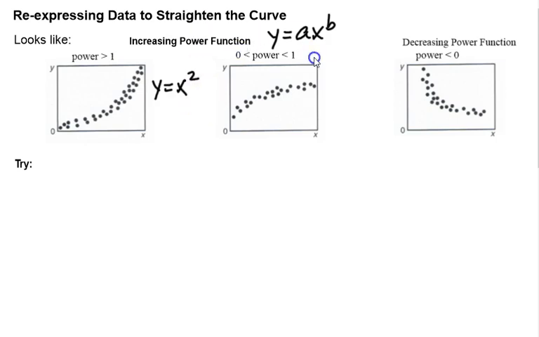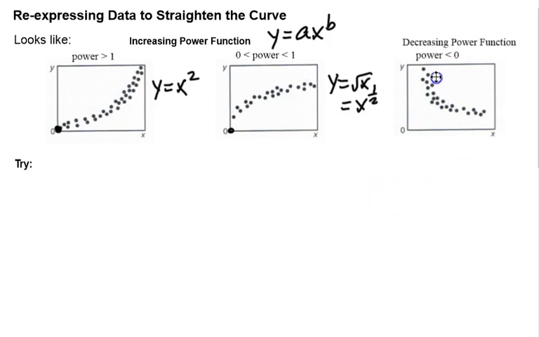If the power is between 0 and 1, we have a graph that curves concave down. Both of these go through the origin, 0, 0. This would be, for example, y equals the square root of x, which could also be written as x to the 1/2 power. So this is a fractional power that curves down, but still, if x were 0, y was 0, so it would still go through 0, 0.